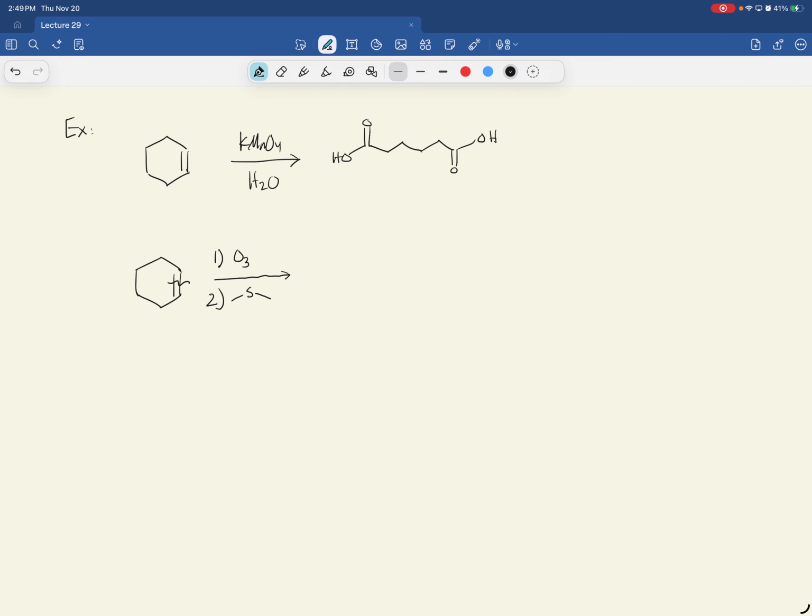Okay, so let's just make this the 2 points on this carbon. So 2 points right here. So we have a point there. So 1, 2, 3, 4, 5, 6. All right, we cleave the double bond. What kind of groups do we add to those carbons? If it's ozonolysis.